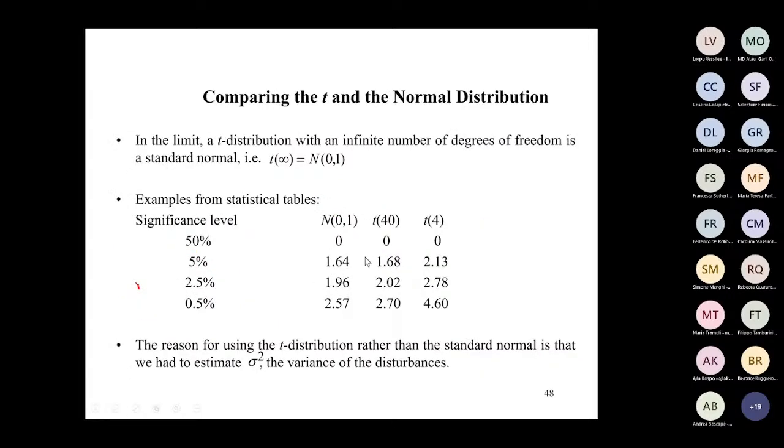So the t and the normal: the normal has a specific set of critical values. The t-distribution does not have a specific set of critical values. The critical values of the t-distribution depend on what? Degrees of freedom. So how many t-distributions are there? An infinite number of t-distributions. Each t-distribution has different critical values. Why? Because it depends on the degrees of freedom.